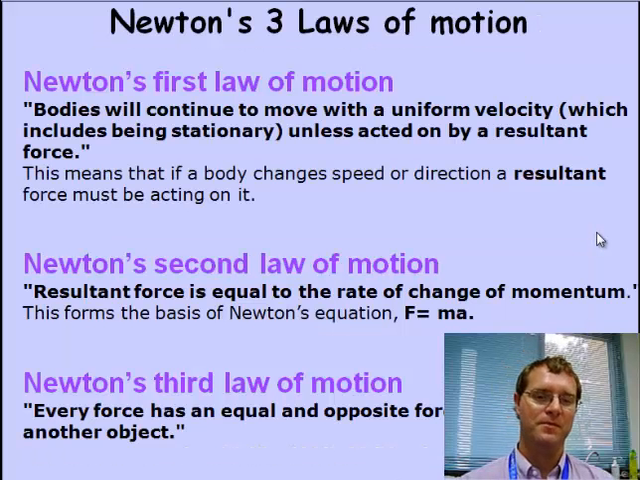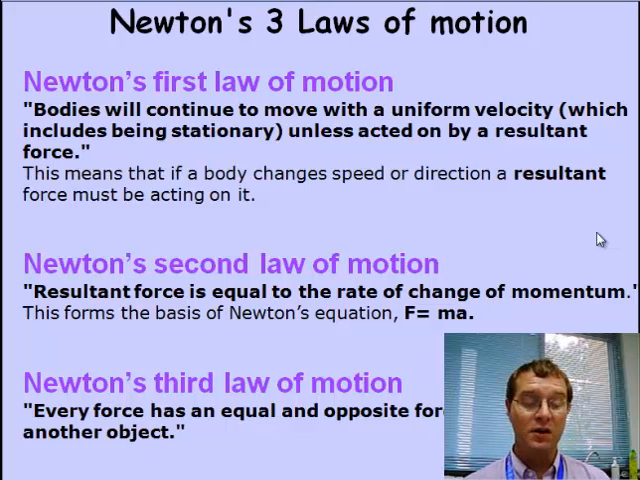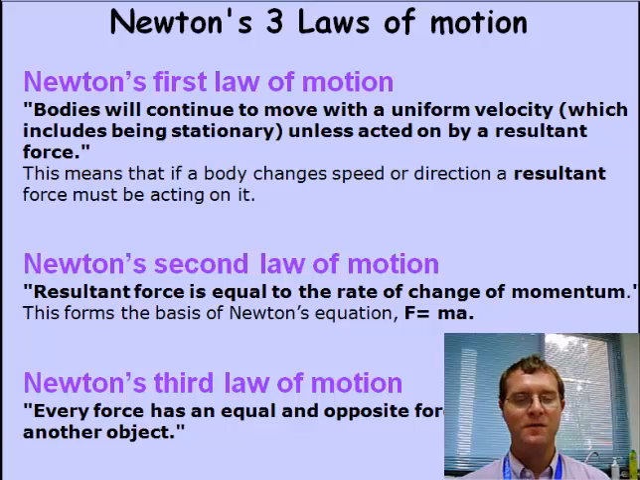So, final recap. Newton's first law of motion: a body will continue to move with a uniform velocity, including being stationary, unless acted on by a resultant force. That means there's got to be a force to change speed or direction. Newton's second law, and we'll talk about momentum later on, could be described as resultant force is equal to the rate of change in momentum, but when it comes down to it, we remember Newton's law as force equals mass times acceleration. And finally, Newton's third law of motion: every force has an equal and opposite force acting on another object. Hopefully this will help you with any questions involving Newton's three laws of motion.